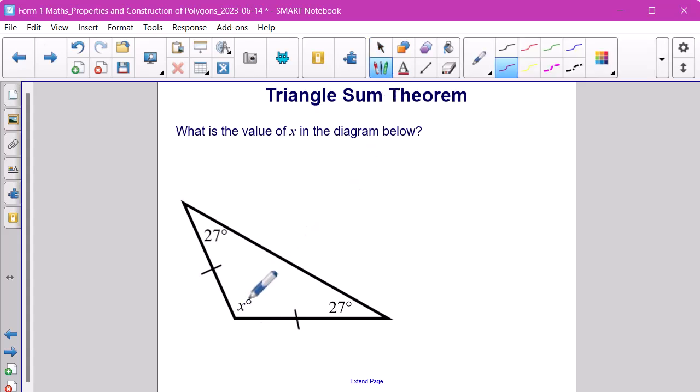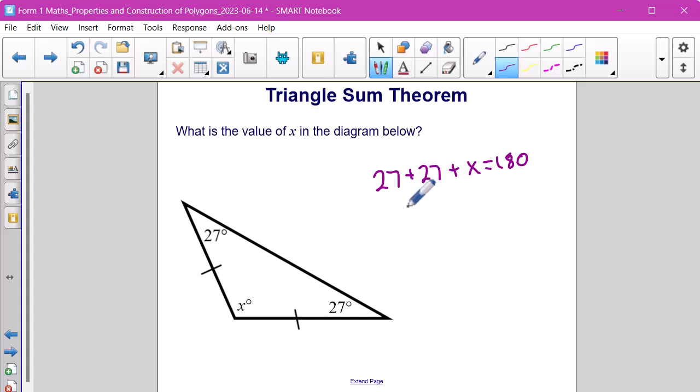What is the value of the variable x in the diagram below? Well, x represents this angle right here. It appears to be obtuse, but we'll see when we find its measure. We know that the angles in a triangle sum to 180 degrees, so we can write the equation 27 plus 27 plus x is equal to 180 degrees because all the angles add up to 180.